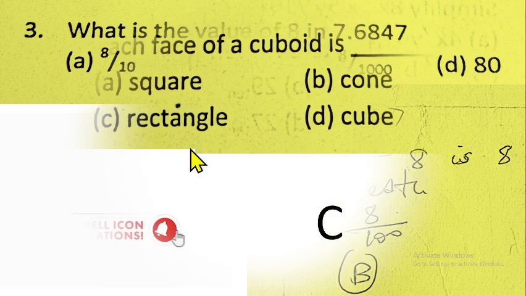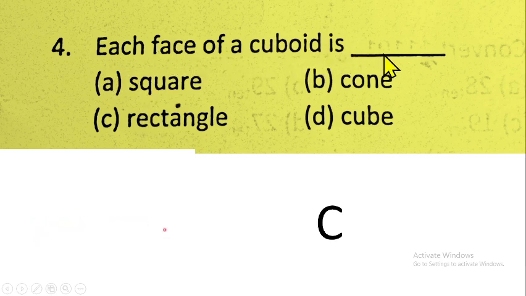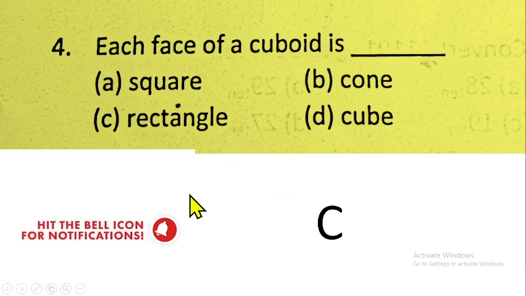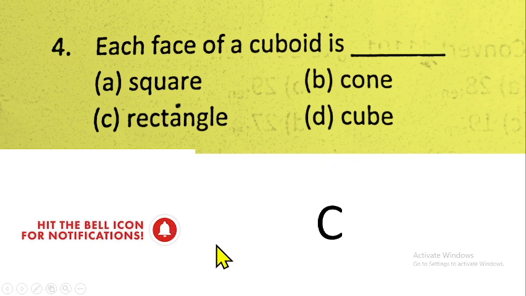Question number 4 is the next question. Each face of a cuboid is a dash. A cuboid is a solid shape. So the question is from mensuration of solid shapes, and a cuboid is one of the solid shapes that we have.